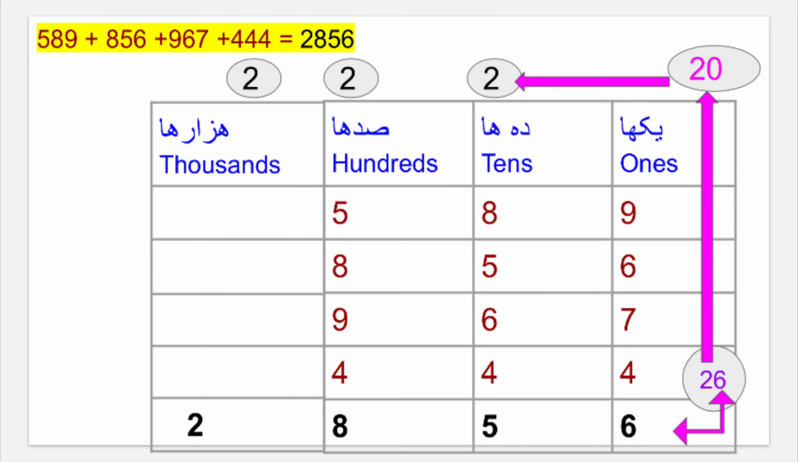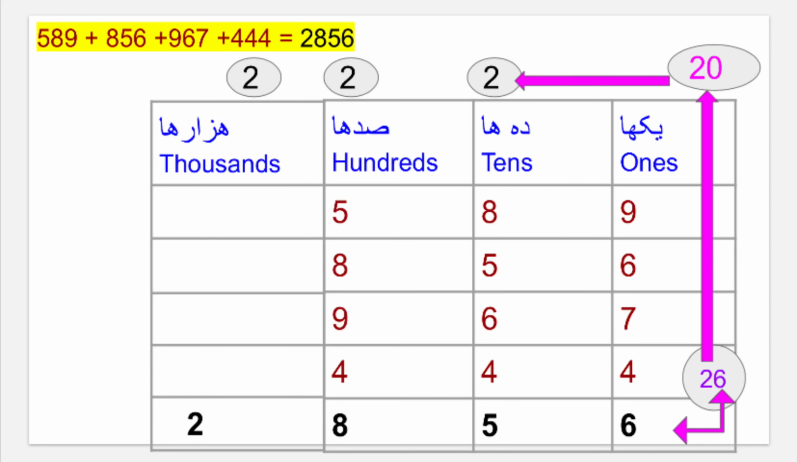Friends, now we're going to add the four numbers together. There are four numbers. One is 589, the second one is 856, the third one is 967, and 444, together to get a big number. So for this purpose, to show how the adding is going to work, we're going to put them in the columns of ones, tens, hundreds, and thousands in the number table.